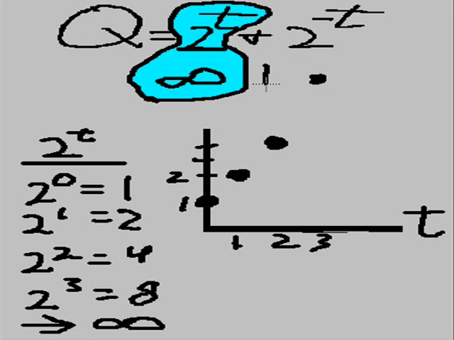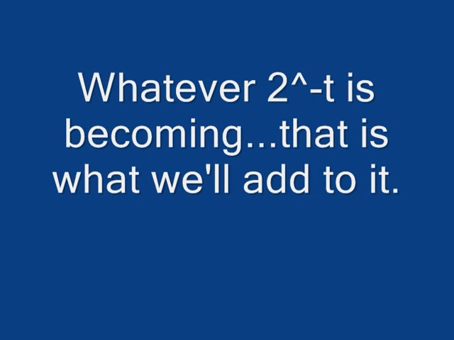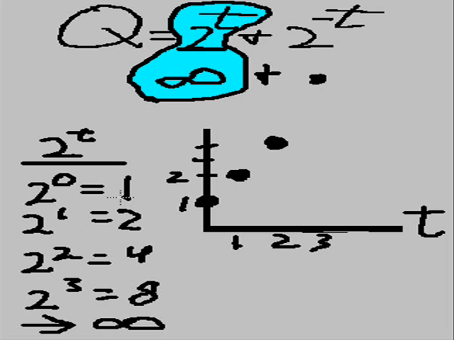Now we're going to add to it. What are we going to add to it? We're going to add to it whatever is 2 to the negative t. What is 2 to the negative t? Well, let's move this over a little bit and put a negative sign there, 2 to the negative t, and we'll put negative signs in front of these.